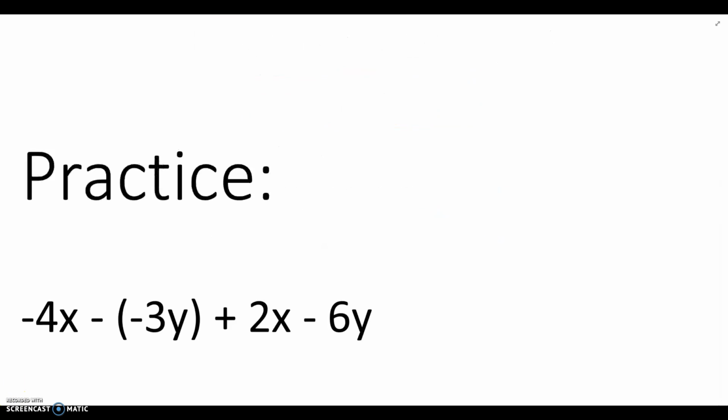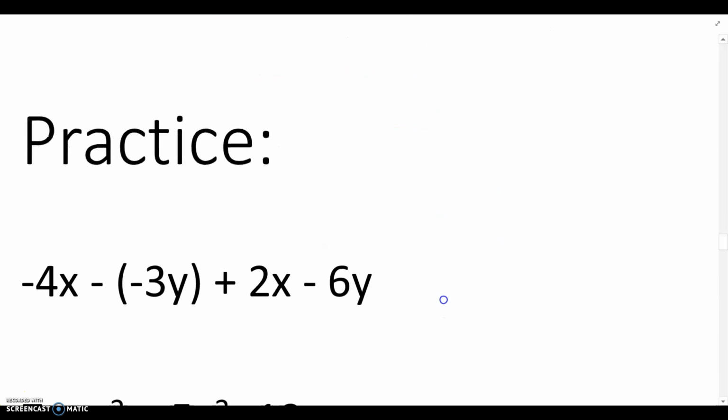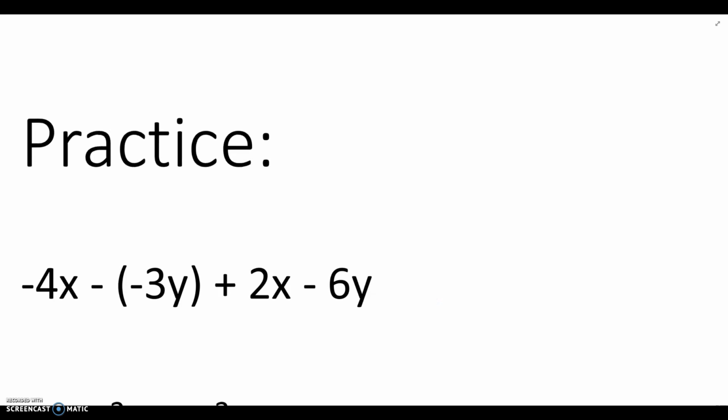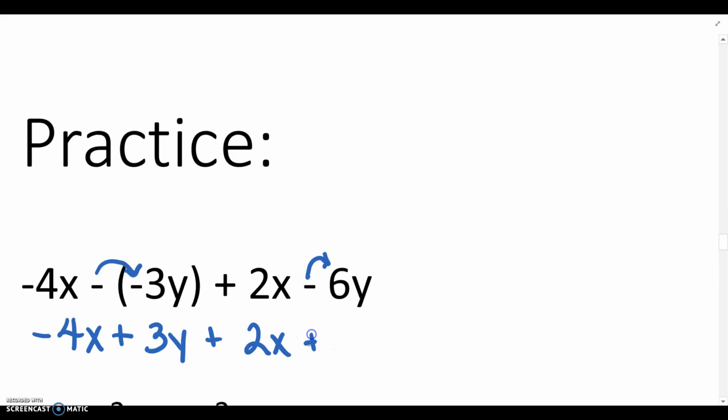So we're going to look at some examples. The first thing you're going to want to do is change all of your subtraction to addition because we're using the commutative property a lot, and you can only switch around the order with addition if it's all addition. You can't have any subtraction when you do that. So the first thing I'm going to do is change this to addition. So this is negative 4x, and anything that follows subtraction should change to the opposite sign when you make this addition. So this is going to be plus a positive 3y plus 2x. Anything that follows subtraction becomes addition, plus negative 6y.